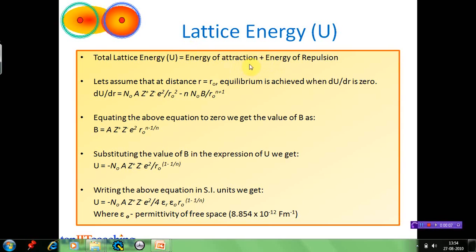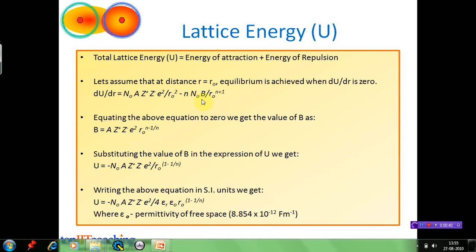So the total energy holding the lattice together can be given as the sum of energy of attraction and energy of repulsion. The equilibrium distance between ions is achieved when dU divided by dr is 0. Let us assume that the equilibrium happens when the distance r is equal to r naught. So we can write dU divided by dr is equal to N naught A Z plus Z minus e square divided by r naught square minus small n N naught B divided by r naught raised to n plus 1.